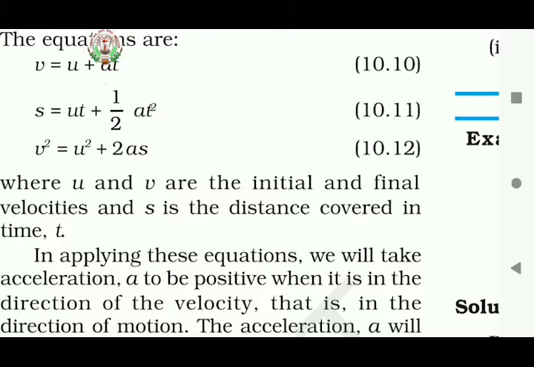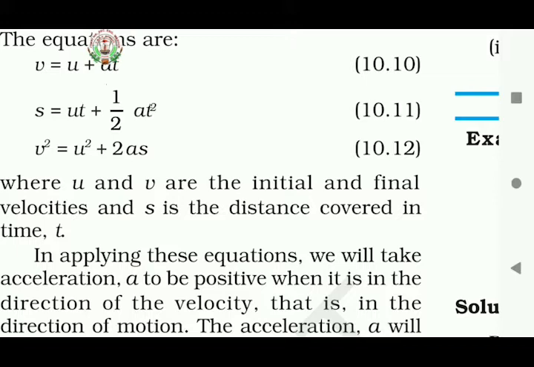We should remember the following important points for the motion of freely falling bodies. First point, when a body is falling vertically downwards, its velocity is increasing. So the acceleration due to gravity g is taken as positive. That is, acceleration due to gravity is equal to plus 9.8 meter per second square for a freely falling body.